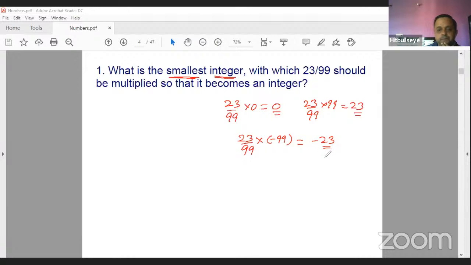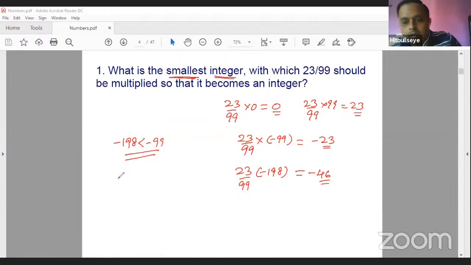Minus 23 is an integer. What if I multiply this number by minus 198? In that case, it will become minus 46, again an integer. Now I know that minus 198 is less than minus 99. So what will you get from this discussion? What should be the minimum number?